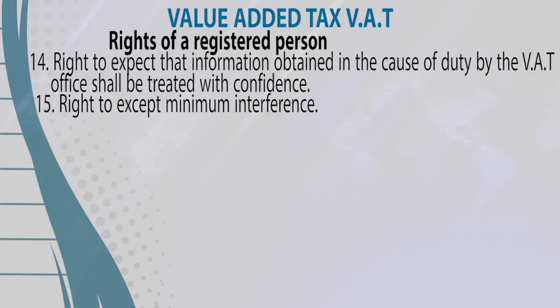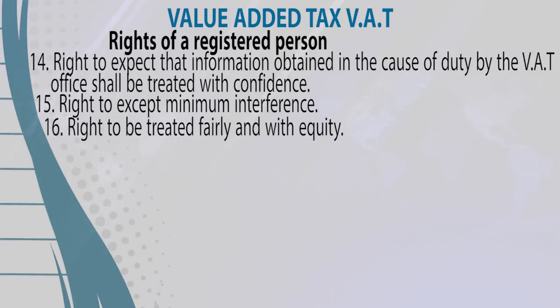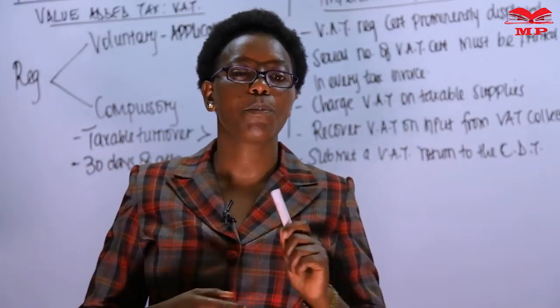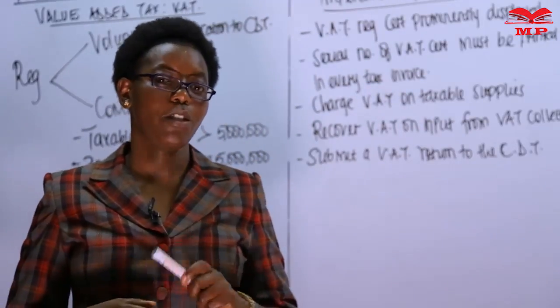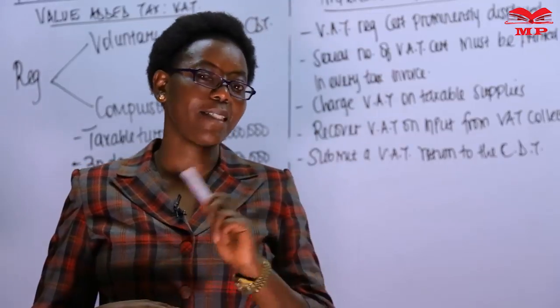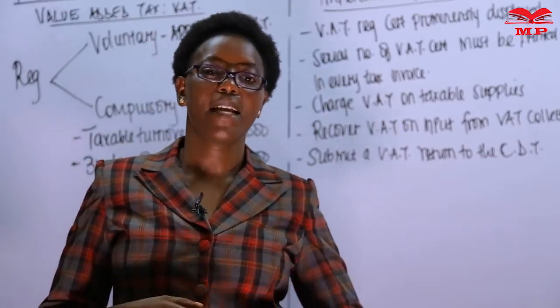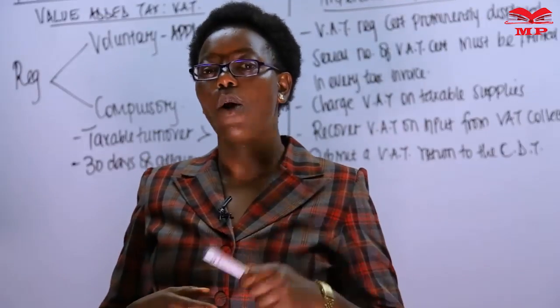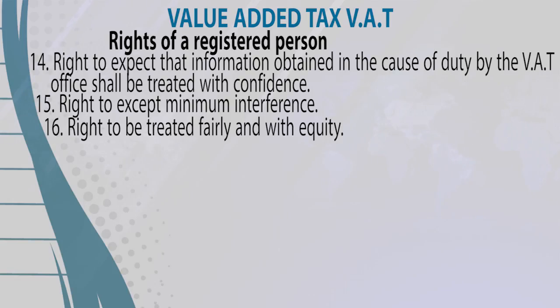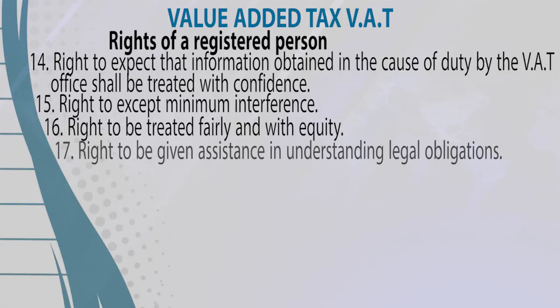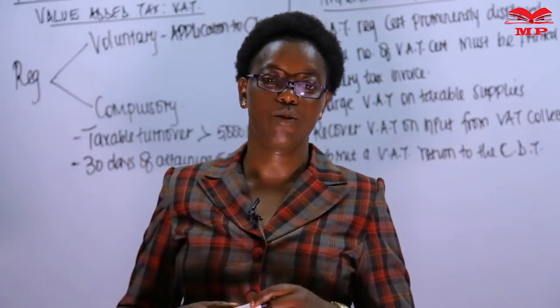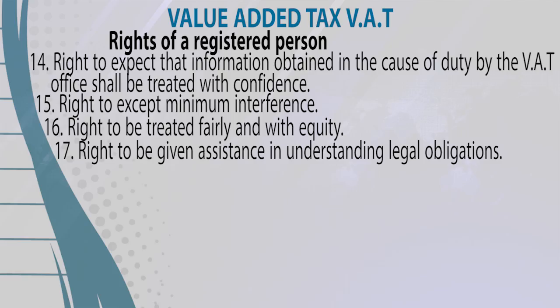Then the next right, expect to be treated fairly and with equity. You remember that in taxation, the most common and the most important principle of taxation is equity or justice in taxation. So in all dealings with the commissioner, the taxpayer is to expect the commissioner to always treat them fairly. The last one is the right to be given assistance in understanding legal obligations. That is, if there is any part of the VAT Act that you do not understand, then you can always seek clarification from the commissioner.